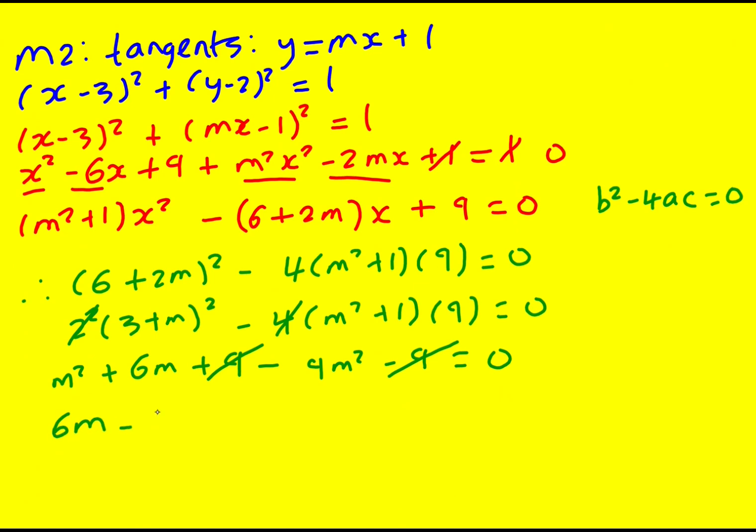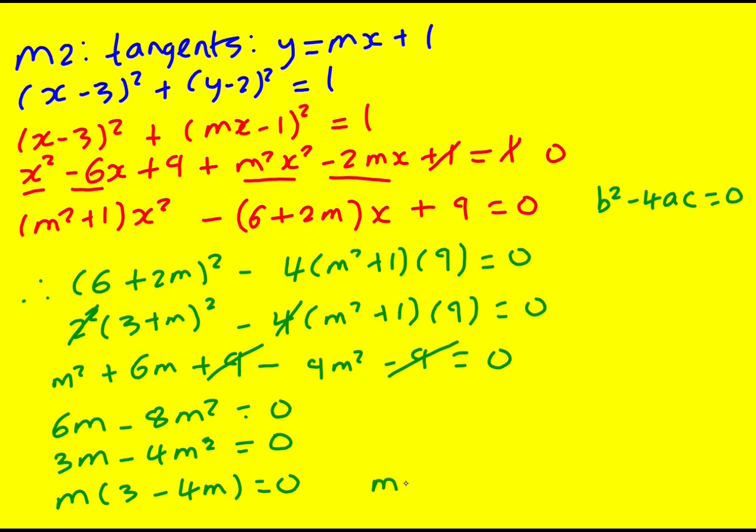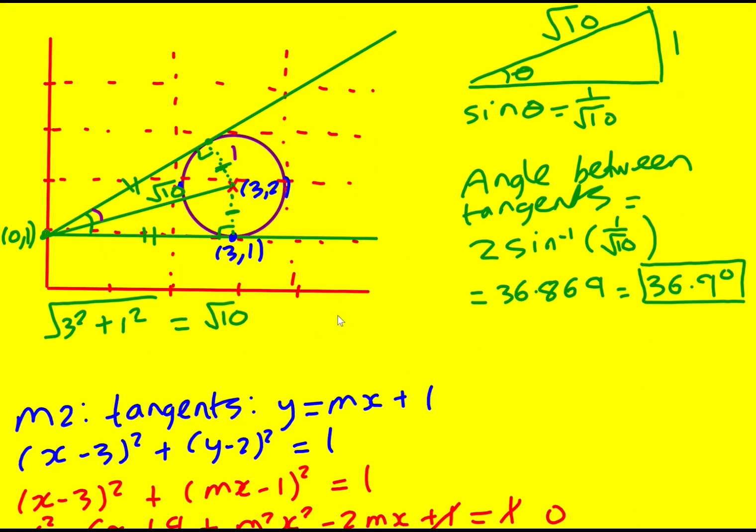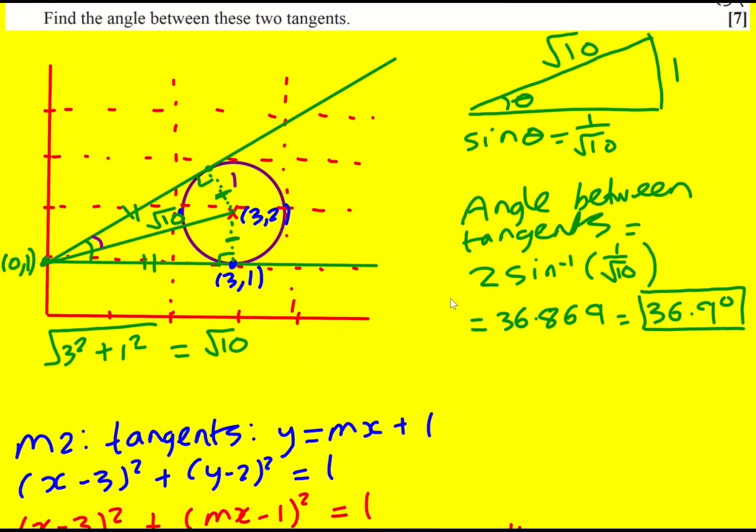So 6m minus 8m squared equals 0. Divide through by 2. Factorize out m. m is going to equal 0 or 3 over 4. Okay, brilliant. We've just worked out the gradients of the two tangents.